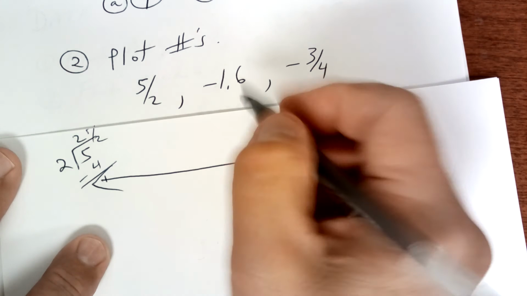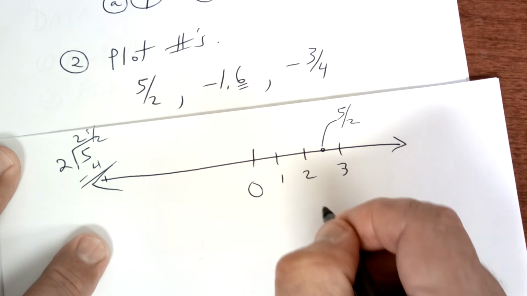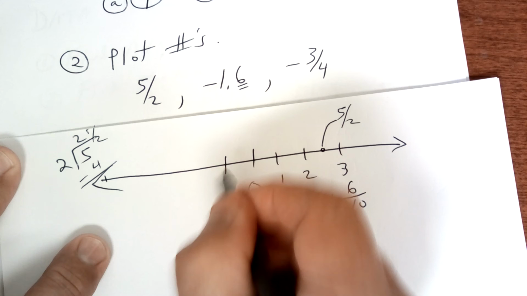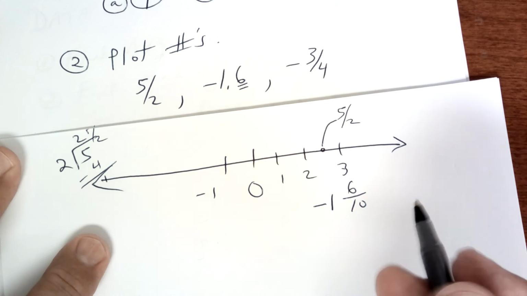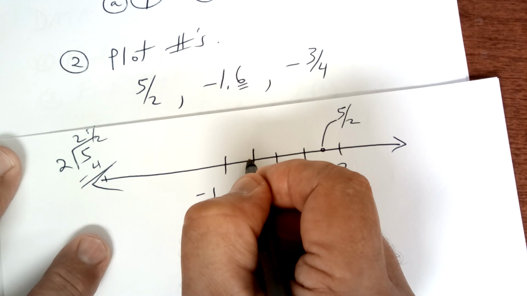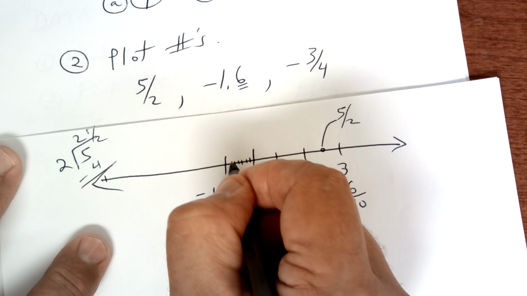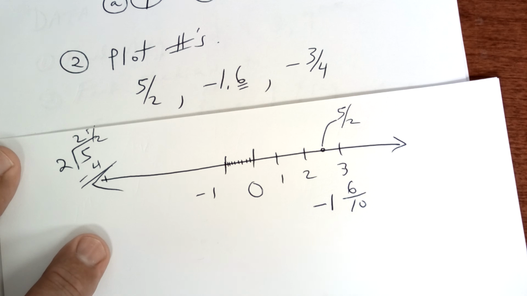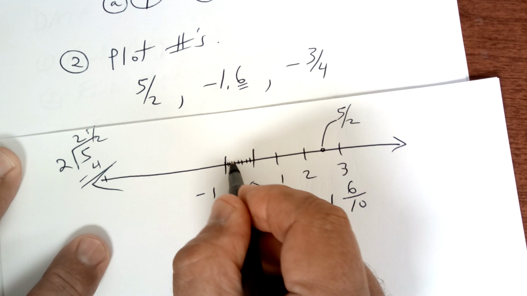-1.6, this is called the 10th place. So it's going to be a -1 and 6 out of 10. So here's -1. Now to get this, you're going to divide this into 10 pieces, but you're going to use 9 marks. Okay, and it's not quite right because it should be 10 pieces in there, and you should keep 6. So it's about right here. It's a little more than half.